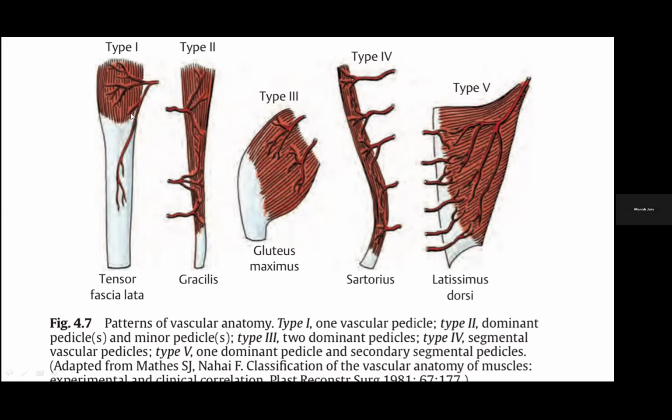If we are not able to close the defect by approximation, we can use the distant flap as a tube flap or a free flap. The tube flap was a very common concept in the 1950s, in which we wanted to reconstruct defects over the face. So why do we use a groin flap? First, we transfer that groin flap over the forearm, then from the forearm to the face to reconstruct the defect.